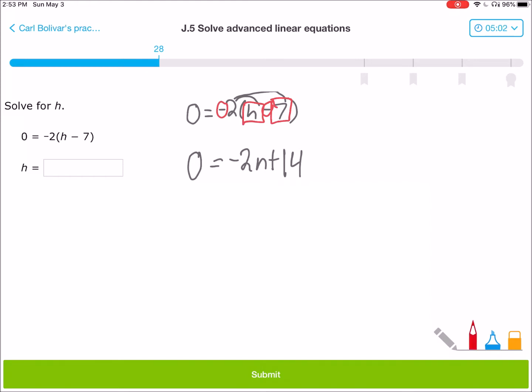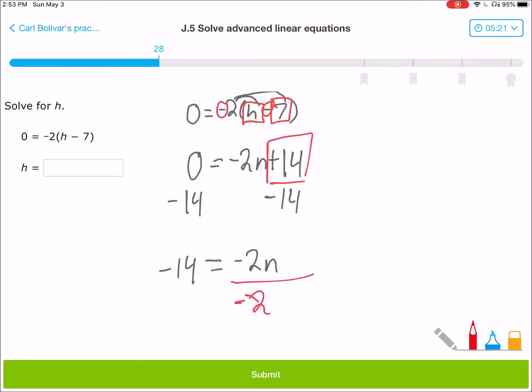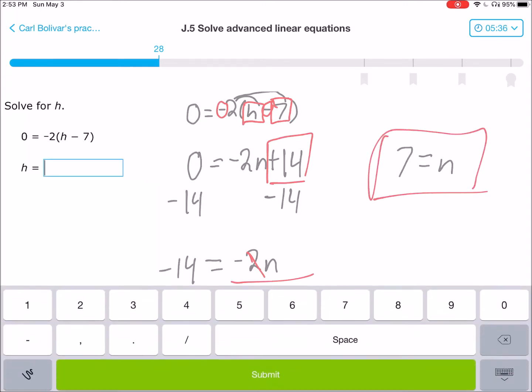Now I'm going to take this 14 and put it to the other side. So I will subtract 14 on each side, and I will get -14 is equal to -2n. Now I'm going to divide by -2 on each side. What this should give you is 7 is equal to n. That's our answer. 7 is equal to n. So let's put 7 as our answer.